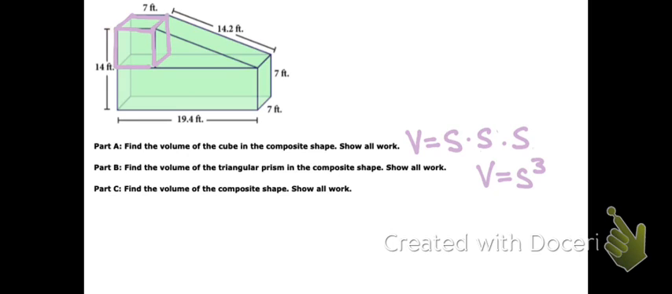So what is the side length of the cube here? Multiply that by itself 3 times and you'll have the volume of that cube.